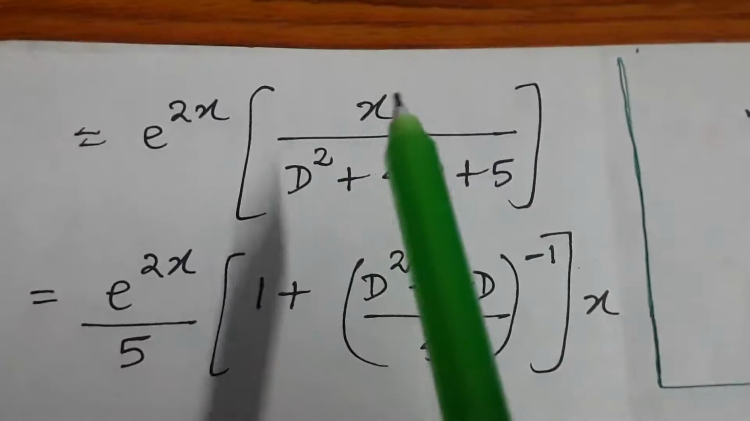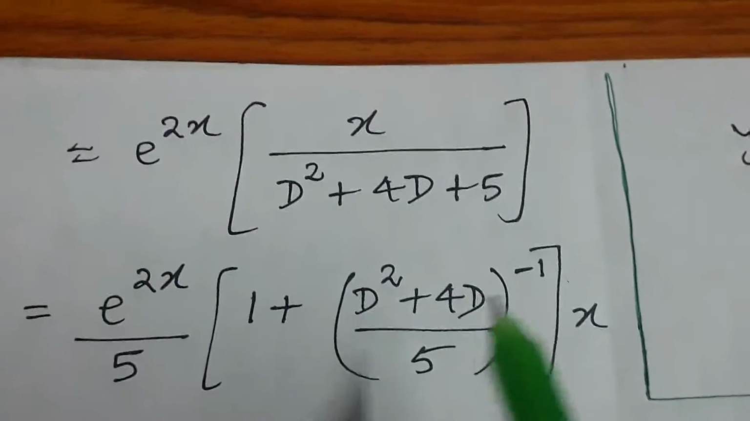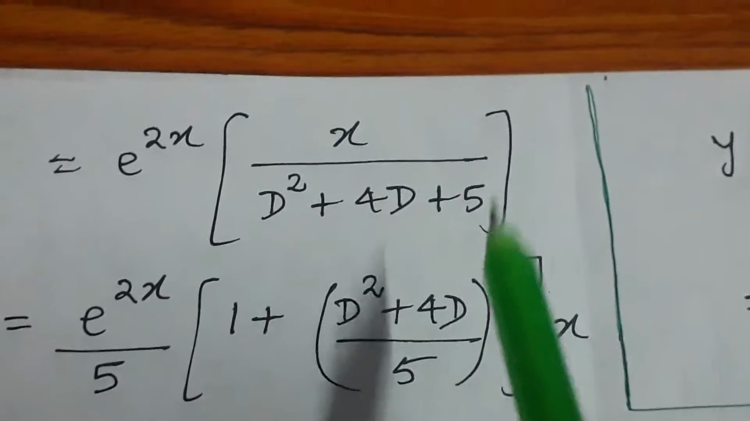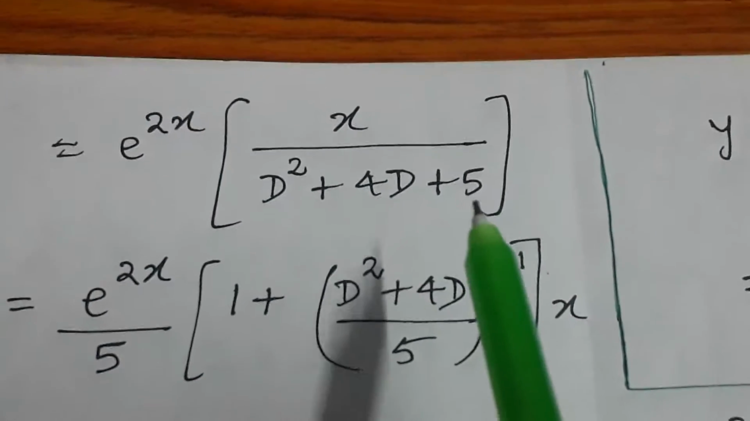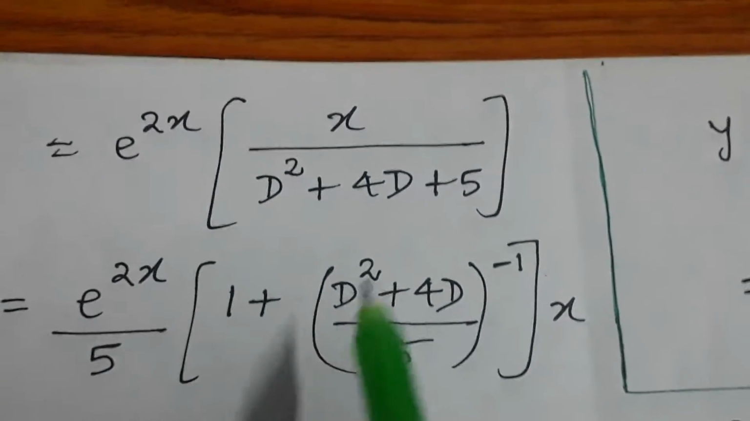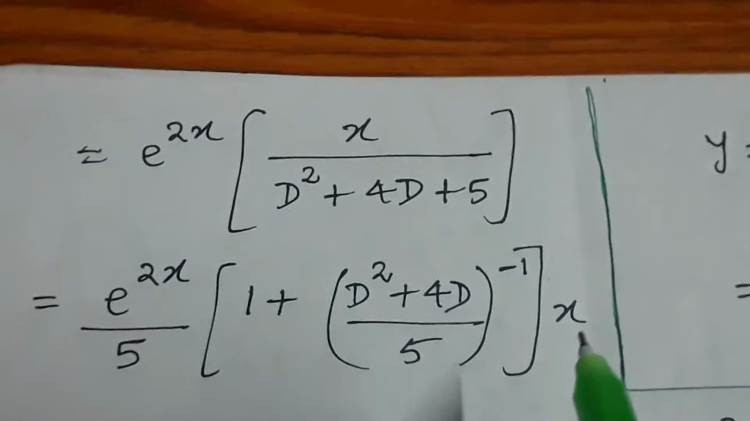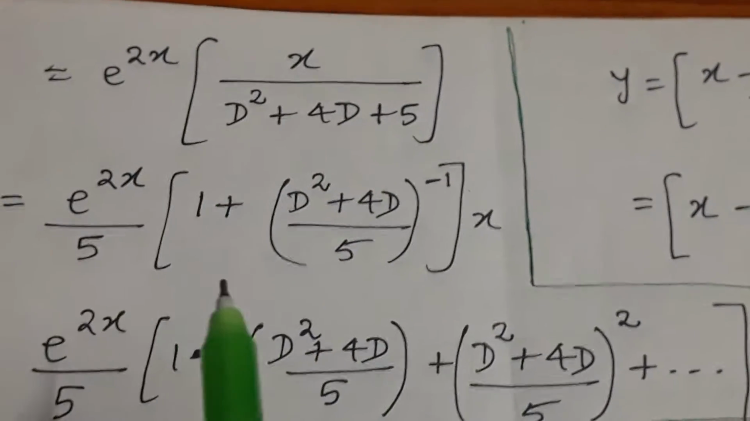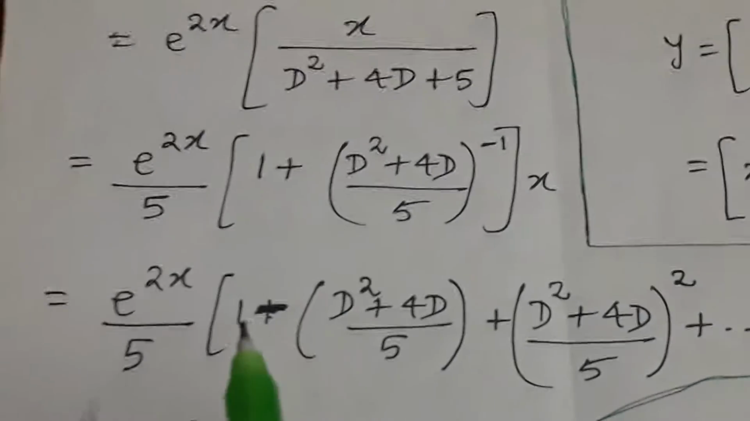Here for the x term, what do you have to do? Make it 1 plus that expression; the smallest power of D is D power 0. Let's take it outside. Here it is 5, so take 1 by 5 outside: 1 plus the expression, whole inverse, into this x. Every problem is an updation of the previous problem. If you don't understand, see the previous problem, and you will understand.